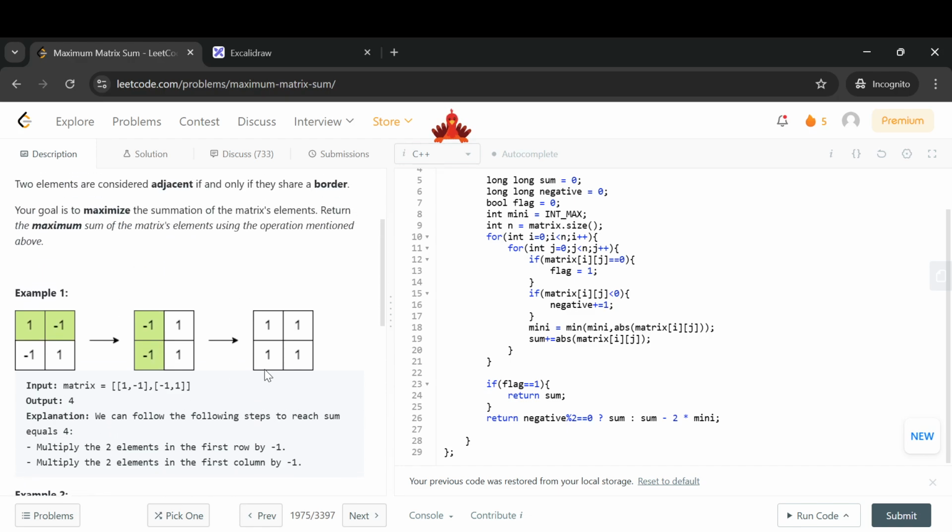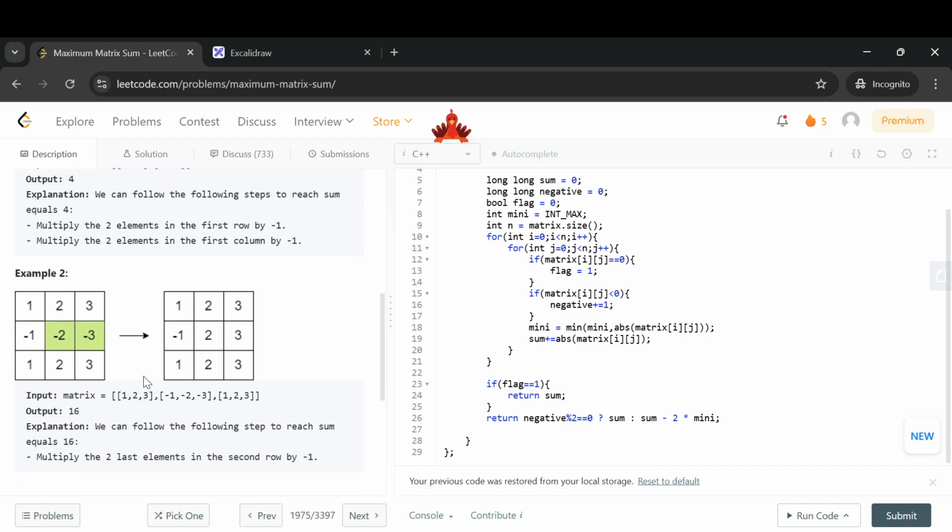In the end, you get a 2D matrix which is completely free of negative signs, and that will give you the maximum summation possible. In this question, we have an even number of negative numbers, because of which we were able to get rid of all negative signs. But if you look into this input, you will see we have an odd number of negative signs present over here. And in that scenario, there will always be one element which will have a negative sign.